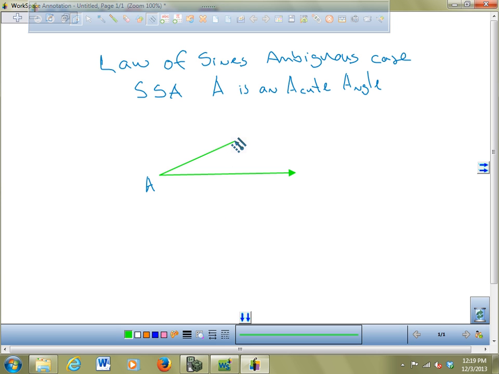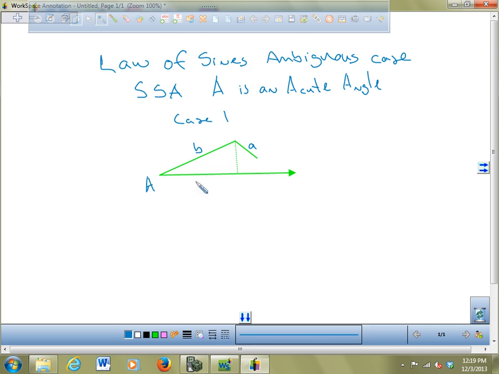And this side is here. And then I'm going to draw it in H dotted line. So H is not part of the triangle. Okay? So side-side-angle, where A is an acute angle. Case 1.